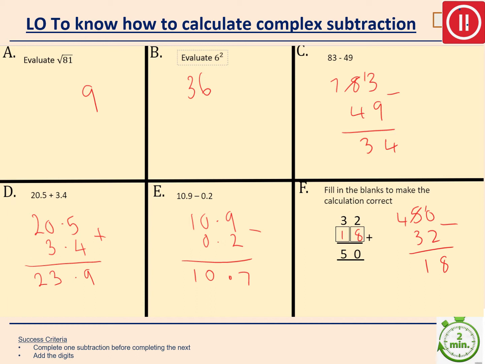And then we had to fill in the blanks. 32 plus 18 equals 50. Mark those. Hopefully you got 6 out of 6.